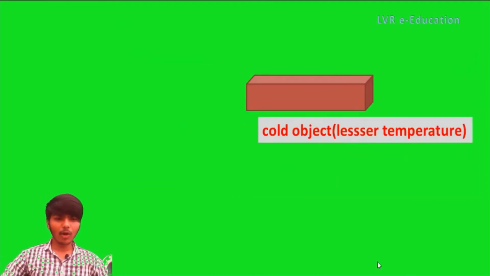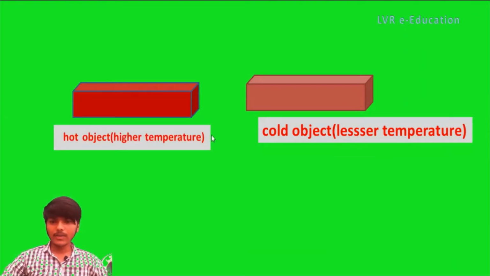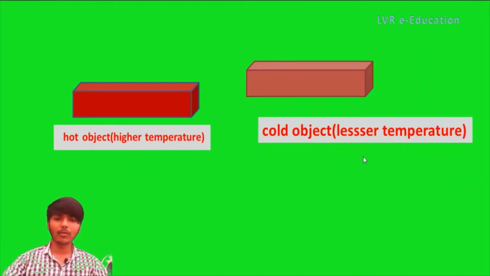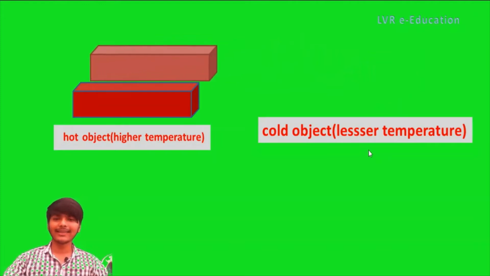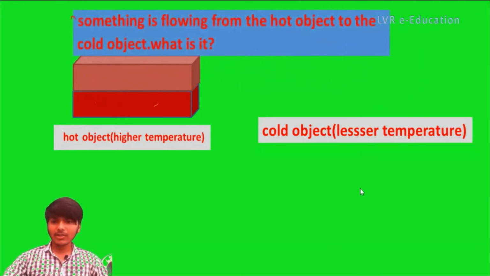So here you see a cold object which has less temperature, right? Here you see a hot object which has higher temperature. If you place this cold object in contact with the hot object, we call this contact in science thermal contact. So you see something is flowing from this hot object to the cold object.